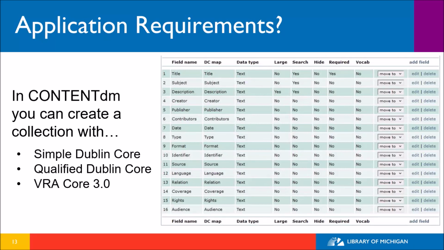The options are simple Dublin Core, which is how you see the collection structure here in the screenshot. You can also use qualified Dublin Core, which builds on simple Dublin Core, but then has some extended options. And VRA Core, which is the Visual Resources Association core categories. It's a metadata scheme often used by museums. So there's just 3 options you can work with for this application.